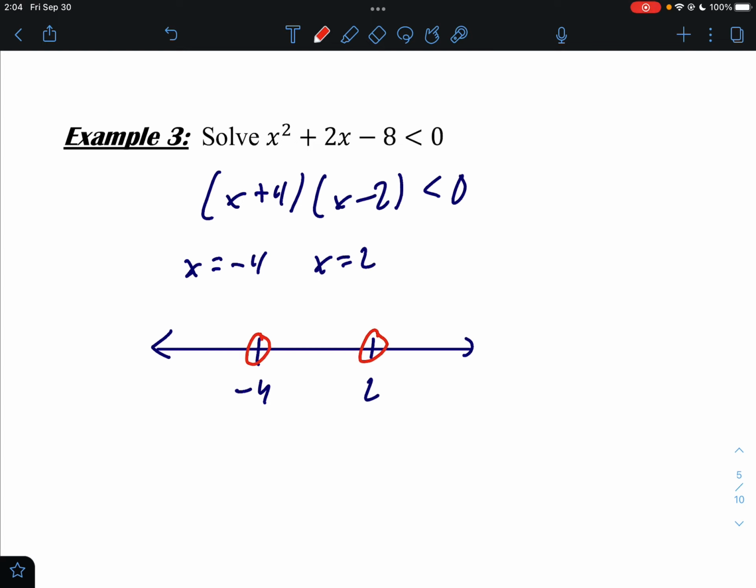If I pick 0 as a test point and put that back into my inequality, I would get negative. And both of these are odd multiplicities. So as I cross over each way, I change the sign to positive. The answers are where it is negative. So it's just -4 to 2. Or -4 is less than x is less than 2.